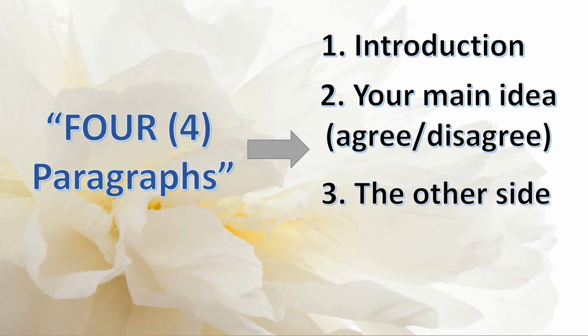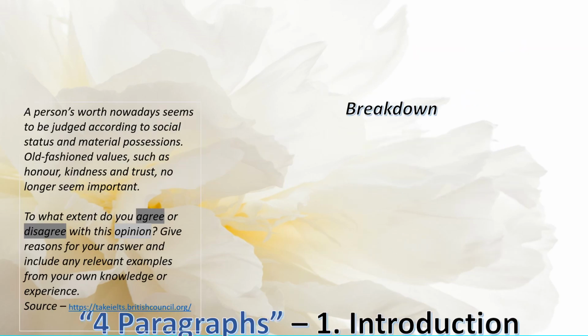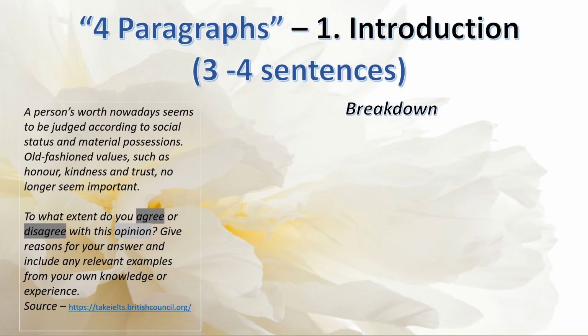The third paragraph talks about the other side, that is, the opposite of your position. If you have agreed, we'll talk about the disagreement, and if you have disagreed, we'll talk about the agreement part in paragraph 3. The fourth is the conclusion. That's the summary of all that you have talked about in the first 3 paragraphs. Please remember, do not include any new ideas in conclusion. Now let's look at each of the paragraphs in detail.